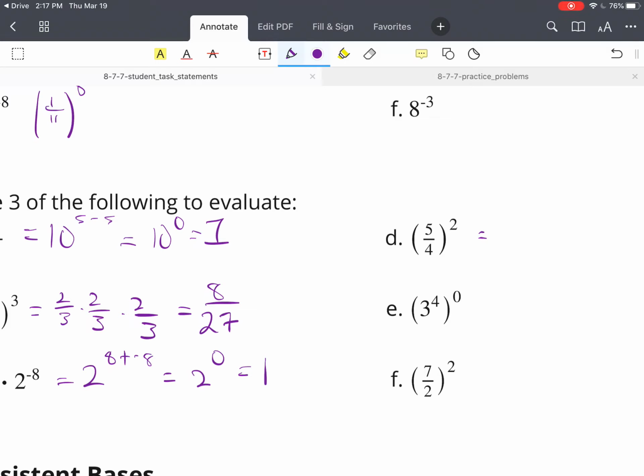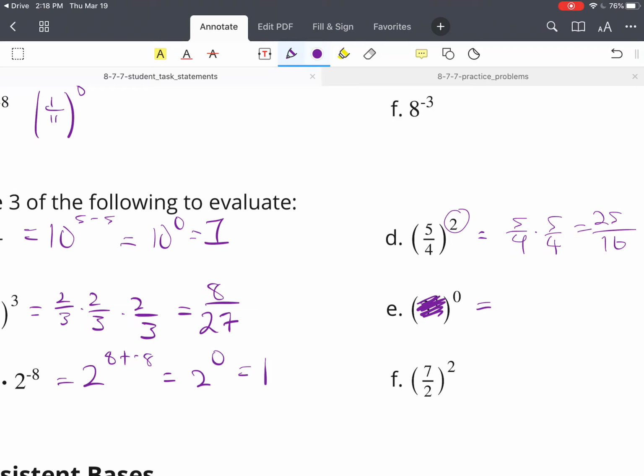What do y'all think here? What are we going to do? I agree. We're going to multiply them by itself, right? Because we need 2 copies of a 5 over 4. That's 25 over 16.